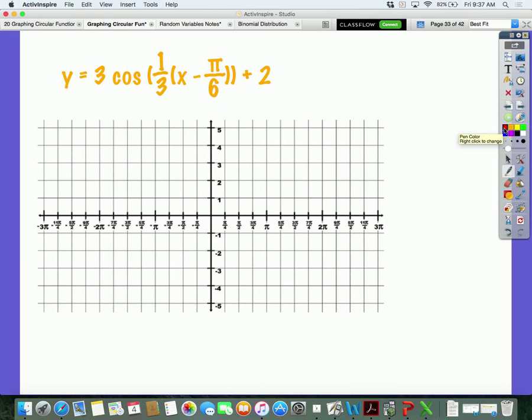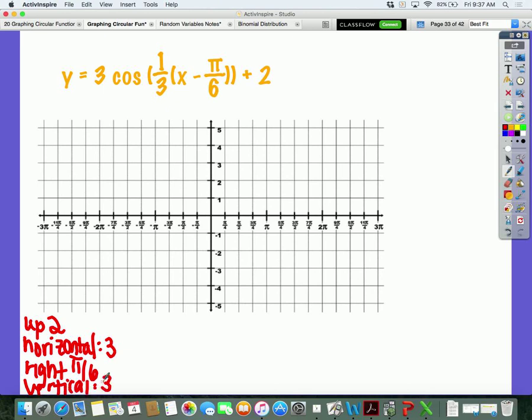So describe my transformations. Up 2. That's where that plus 2 comes from. Horizontal stretch by 3. Remember, it's always the reciprocal. Right pi over 6. And a vertical stretch by 3. What's the amplitude? 3. What is the phase shift? Negative pi over 6.